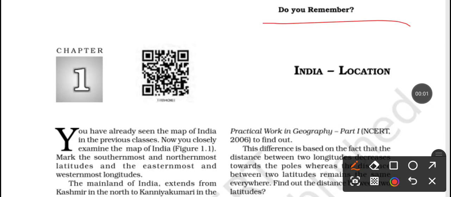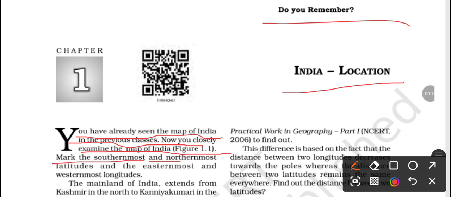Do you remember India's location? You have already seen the map of India in the previous classes. Now closely examine the map of India, figure 1.1. Mark the southernmost and northernmost latitudes and the easternmost and westernmost longitudes.